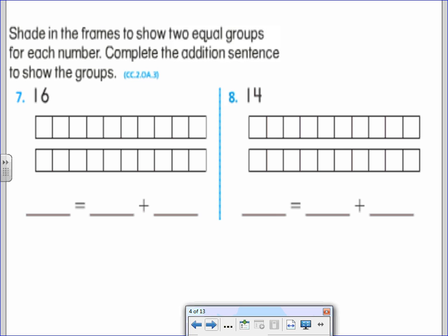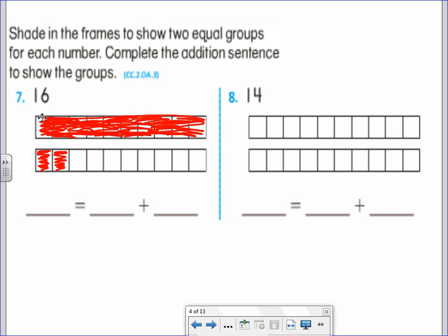So I know 16. I'm going to color in a whole 10 for 16. And then I'm going to color in 6 more. So this is 11, 12, 13, 14, 15, 16. Let's look back at the question. Shade in frames to show 2 equal groups. Do these 2 groups look equal to me? To you? They don't to me. So that tells me that I need to go up, down.